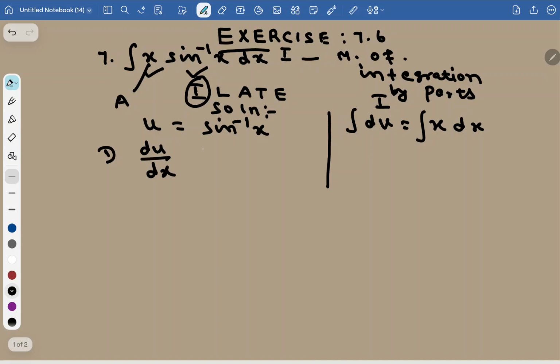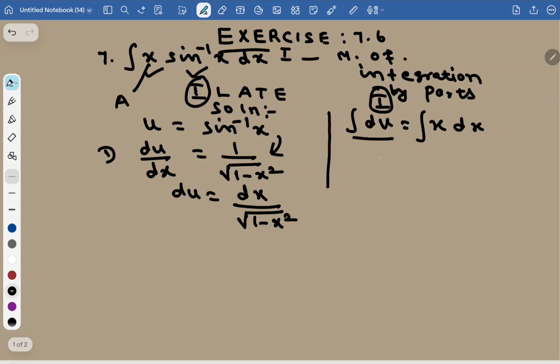Find du by dx. The answer is 1 by root of 1 minus x square. This is the derivative of sine inverse of x. What is du? dx by root of 1 minus x square. From this side we have to do integration. Integral dv is v, integration of x dx, from the formula it is x square by 2.